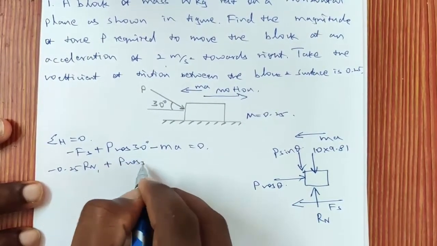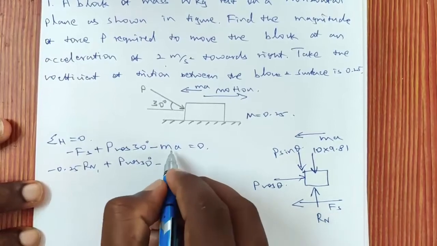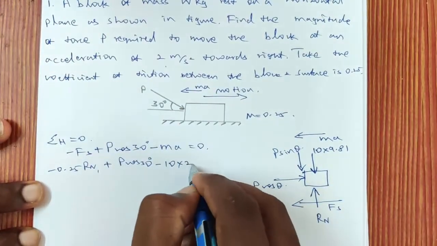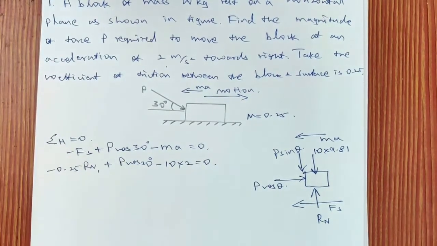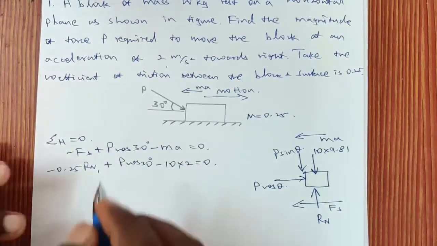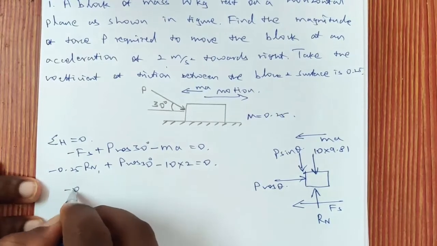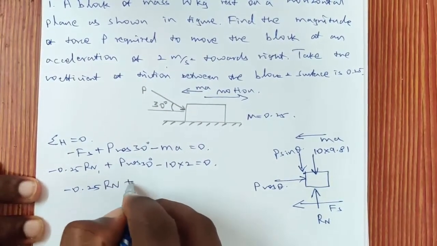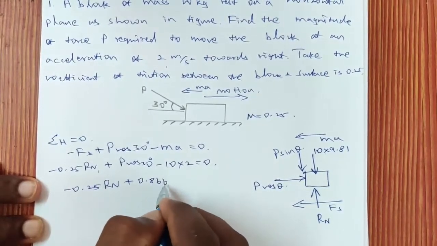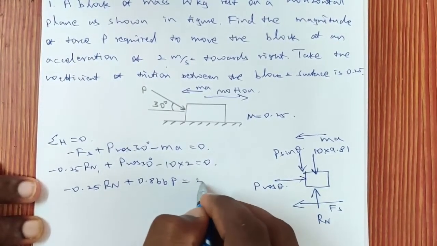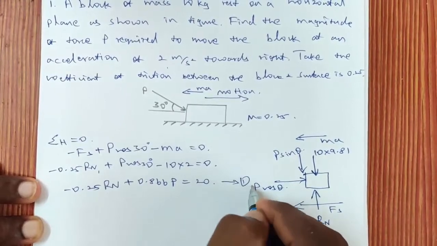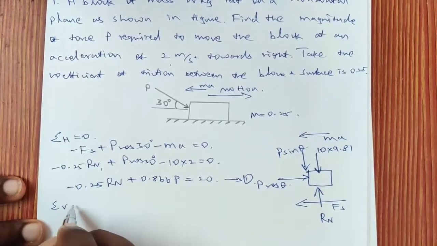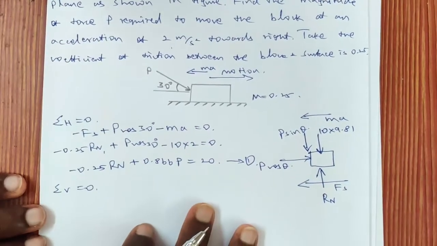P cos 30 minus the mass is given, that is 10 kg, so it is 10 into acceleration 2, is equal to 0. So if you rewrite this equation, you will get minus 0.25 Rn plus 0.866 P is equal to 20. Keep this as equation number 1. Then the second condition is summation of vertical forces is equal to 0.